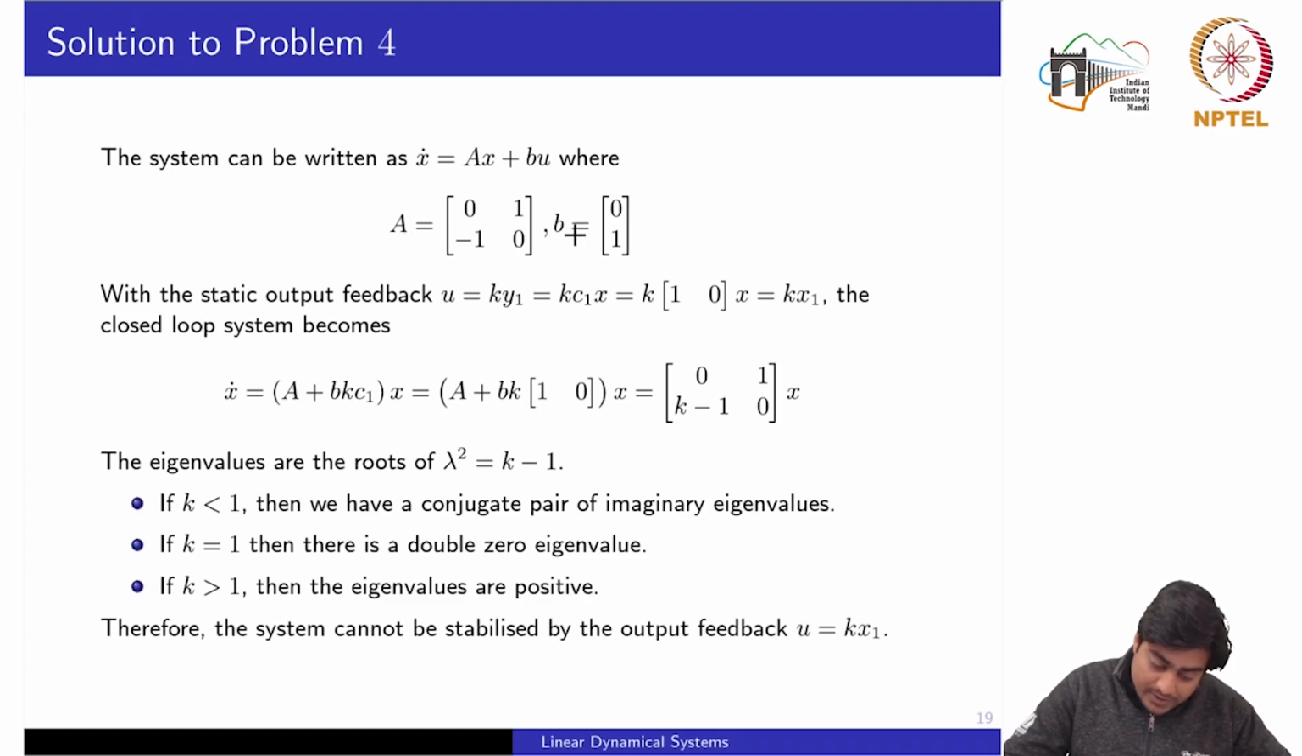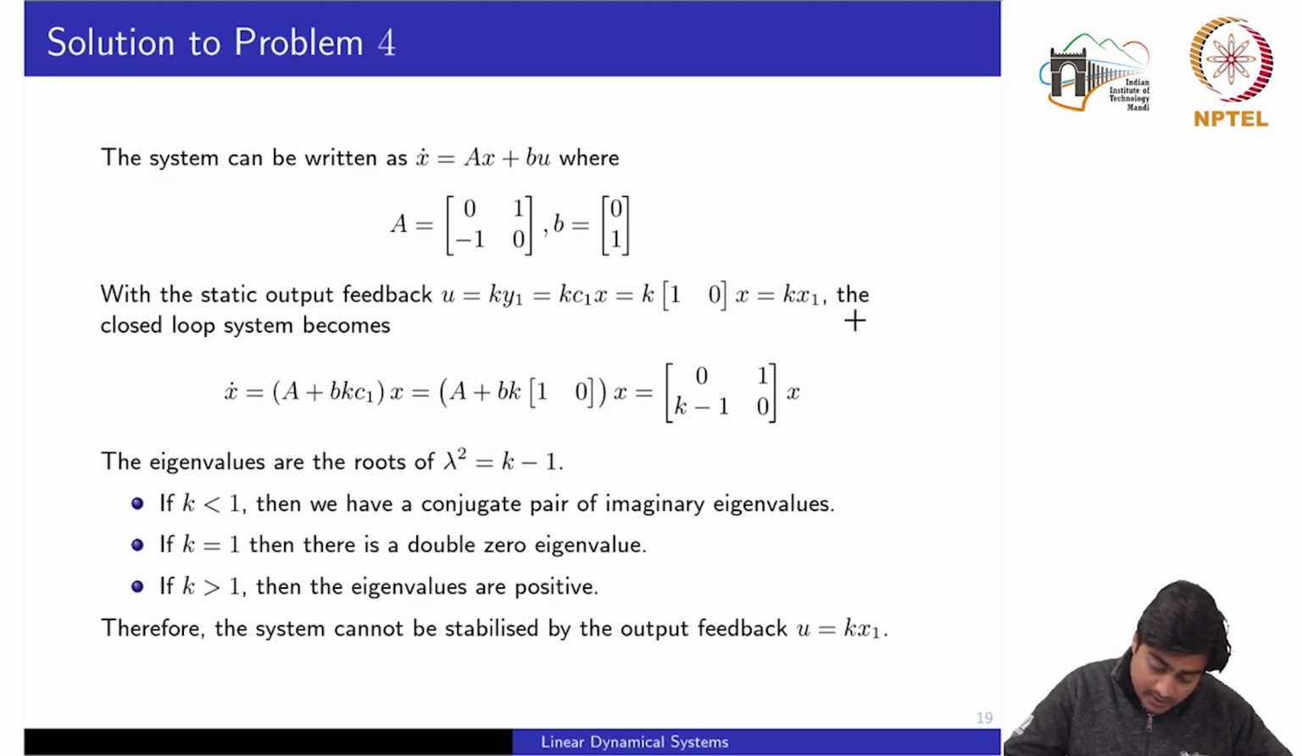So the A, B matrices for the system are given by these matrices, and we want to apply this feedback, which is given by u = Ky1, and y1 is nothing but C1x, and C1 is [1 0], where I am taking actually the state 1, the first state. So if I see the actual control law, it is u = Kx1. Meaning to say I am feeding only the first state and want to see whether the system can be stabilized by feeding only the first state.